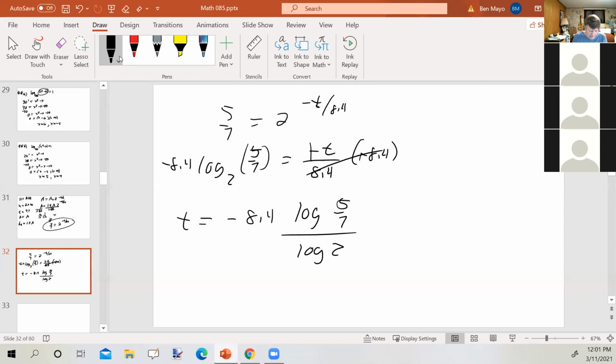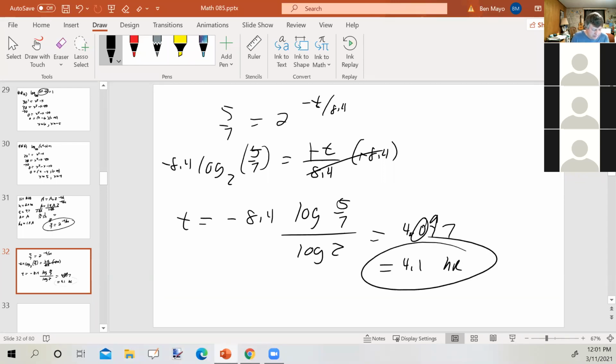So negative 8.4 log of 5 divided by 7, close it up, divided by the log of 2. And I get 4.077, rounding to 1 decimal place. The 7 rounds up, so 4.1 hours. And again, I know I'm going through that quickly, but it's just like the one we did earlier.